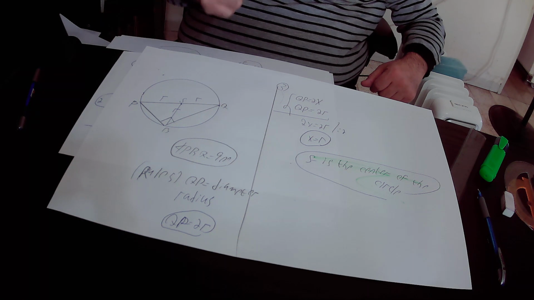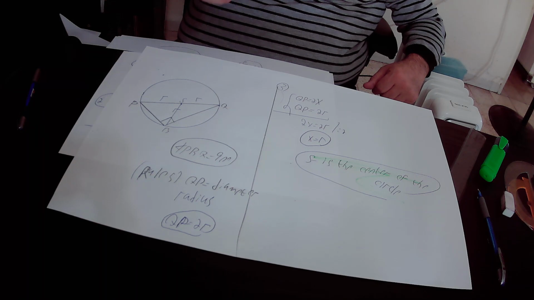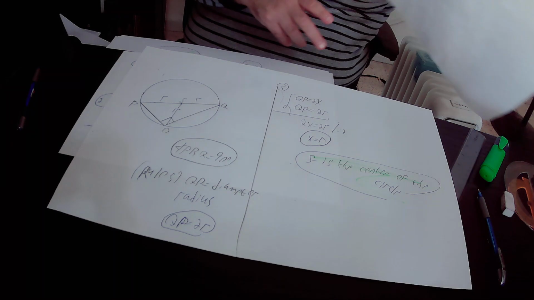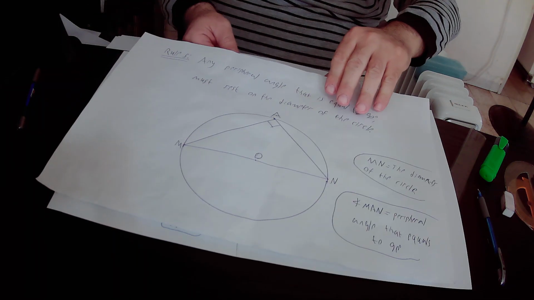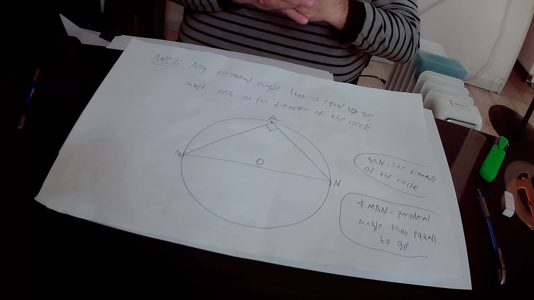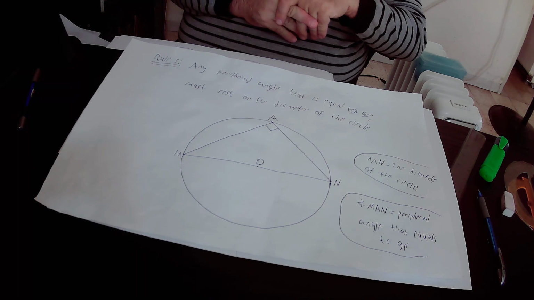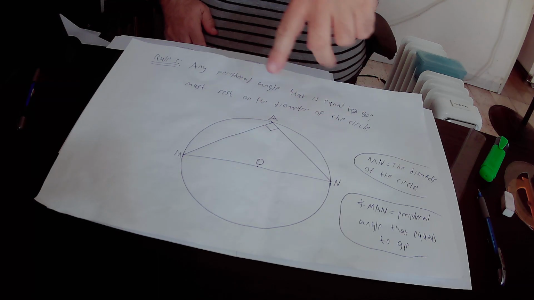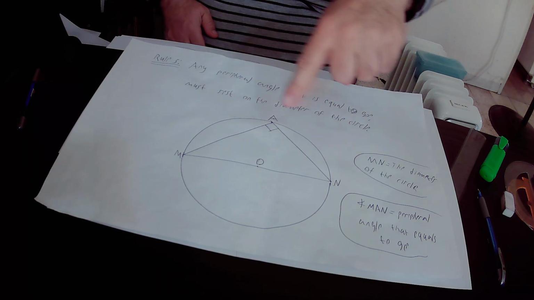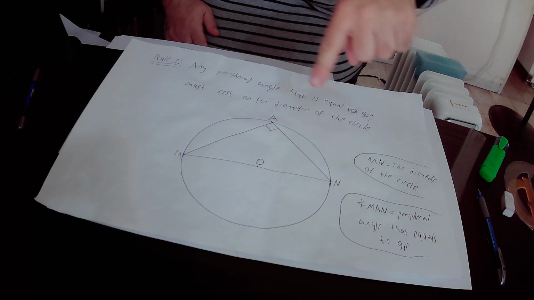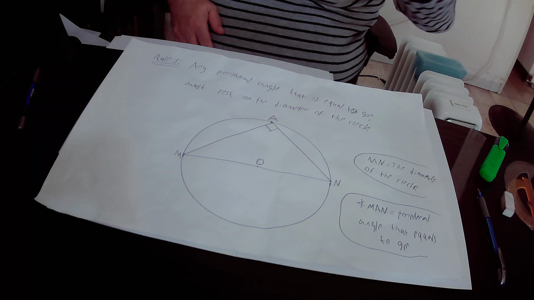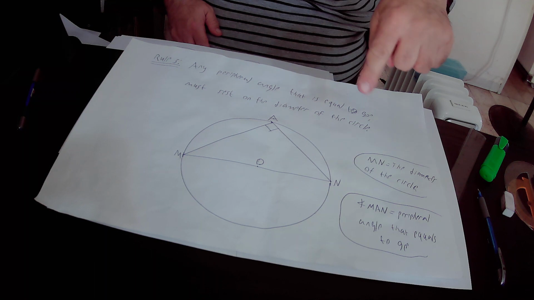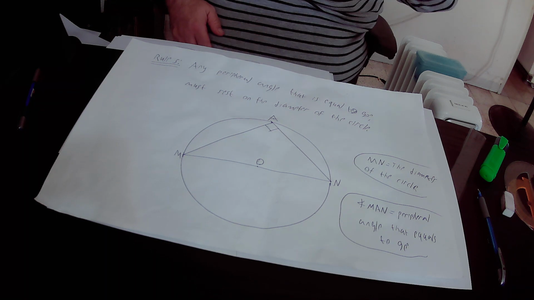And here we have rule number 5 that relates to any peripheral angle that's equal to 90 degrees. According to rule number 5, any peripheral angle that is equal to 90 degrees must rest on the diameter of the circle. In the drawing we have a circle. Inside this circle we have peripheral angle MAN. This peripheral angle MAN equals 90 degrees in size, and therefore according to rule number 5, peripheral angle MAN must rest on the diameter of the circle.